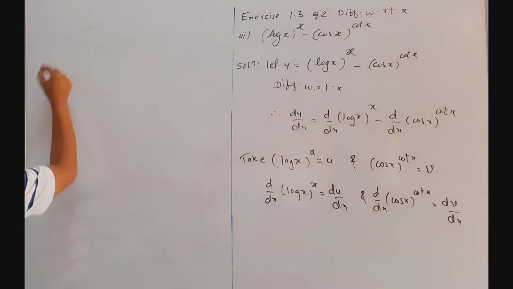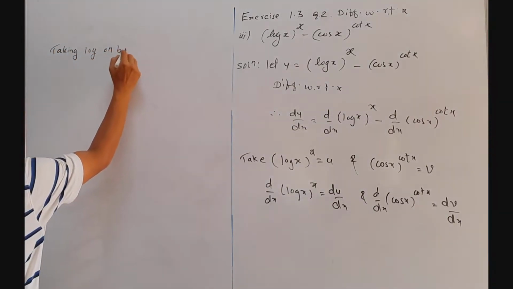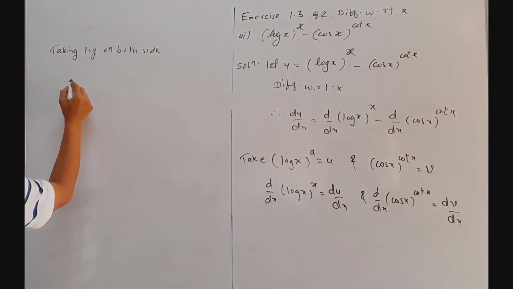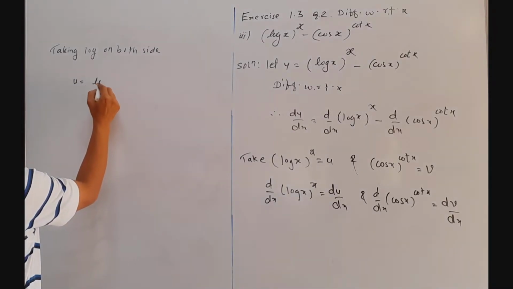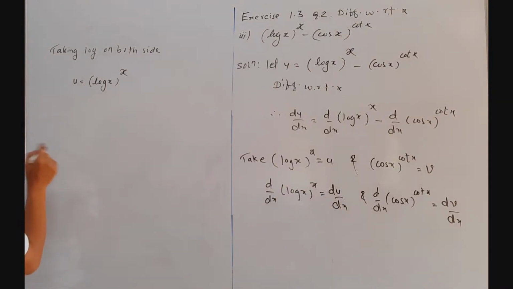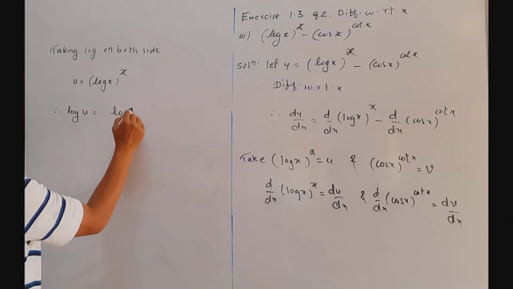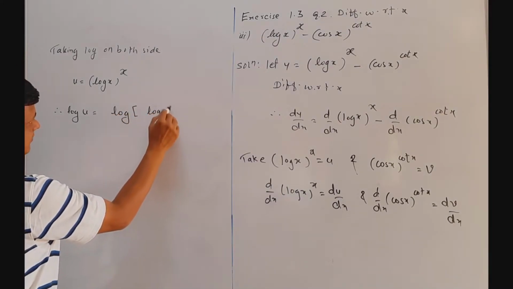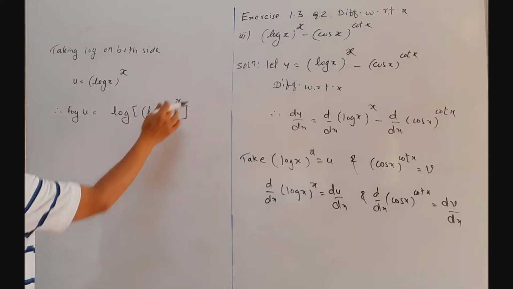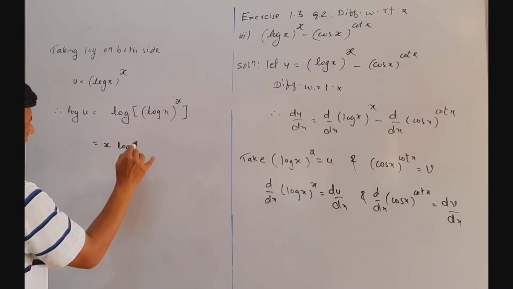So here, taking log on both sides, we write u = (log x)^x. When we take log on both sides, we write log u = log of (log x)^x. So we write this power in multiplication: x into log of log x.